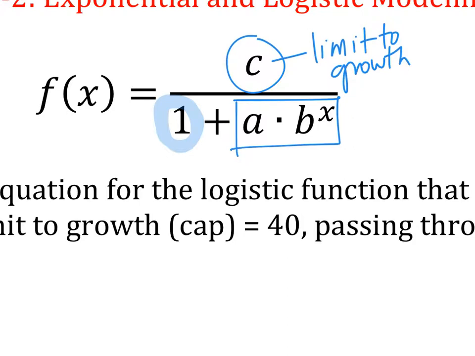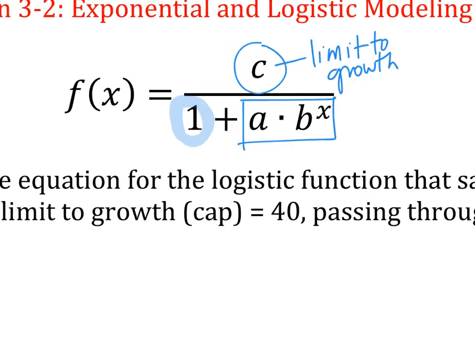When this is not 1, things change. This may not be the limit to growth. So please be careful. C is only the limit to growth or the horizontal asymptote when this part is 1, because you're going to have questions where this is not 1, and then that number is not the limit to growth. So please be careful.